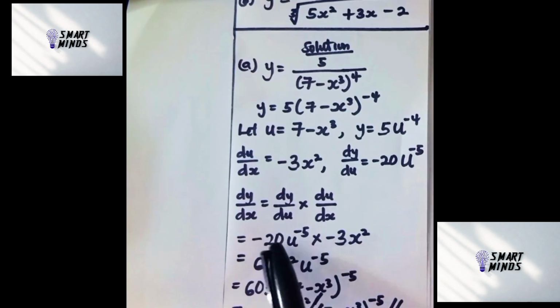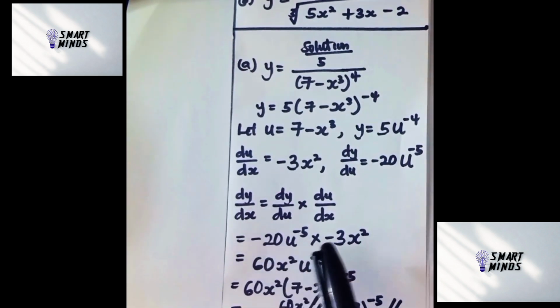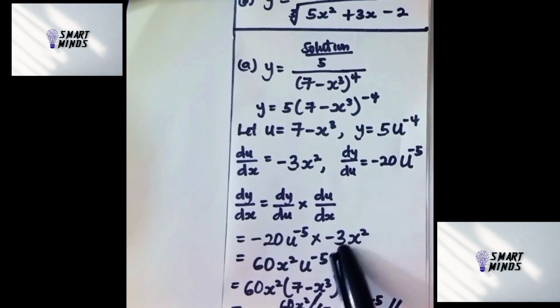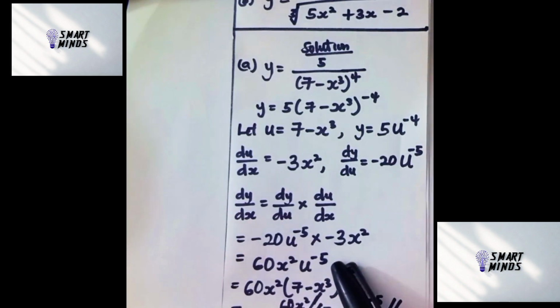So you have to be very careful here so you don't make mistakes. So the first thing I want to multiply are the two coefficients. So minus 20 times minus 3 is 60. Then you bring x squared and u raised to power minus 5. Bring them together.